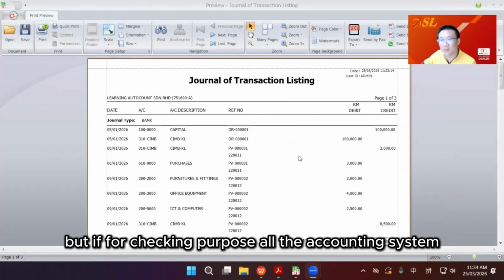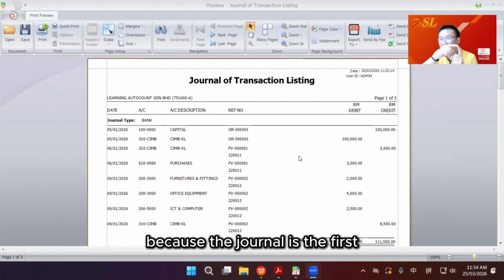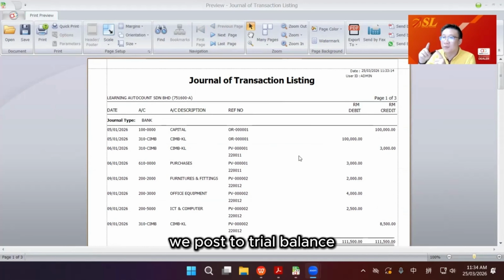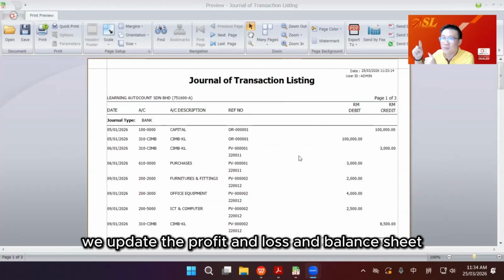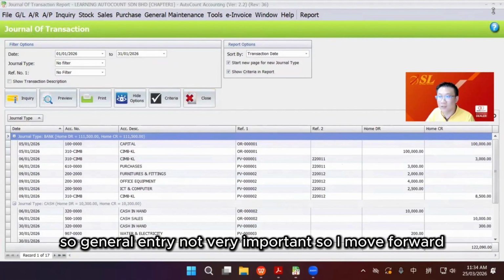But for checking purposes, in all accounting systems, you can check starting from the journal, because the journal is the first step. And then second step, only then we post to ledger. After we post to ledger, only then we post to trial balance. After we post to trial balance, only then we update the profit and loss and balance sheet. So this is the first source of document we can refer to. So journal entries are not very important, so I move forward.